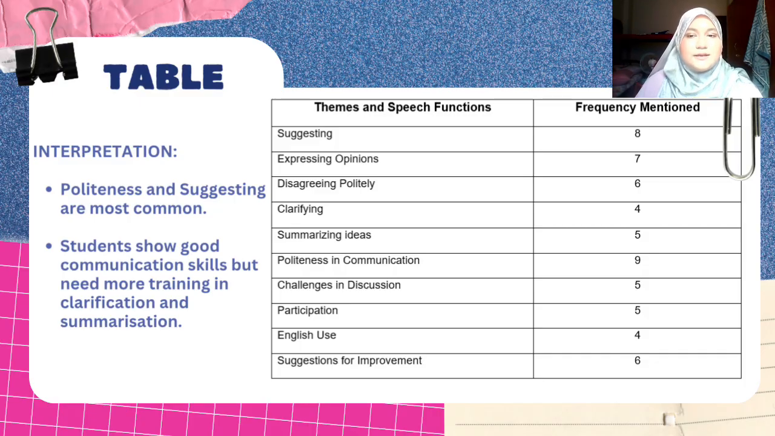As you can see, politeness, communication, and suggesting were the most frequent, followed by expressing opinions and disagreeing politely. Functions like clarifying and summarizing appeared less often, suggesting that students might need more exposure to these aspects of discussion. These overall patterns show that students naturally value cooperation, respect, and inclusivity in a group discussion.